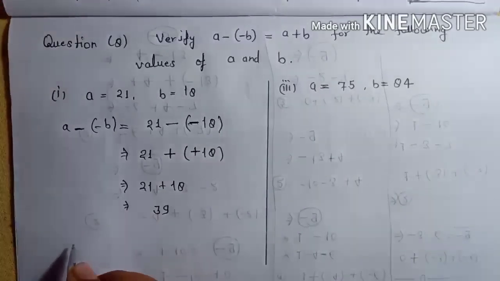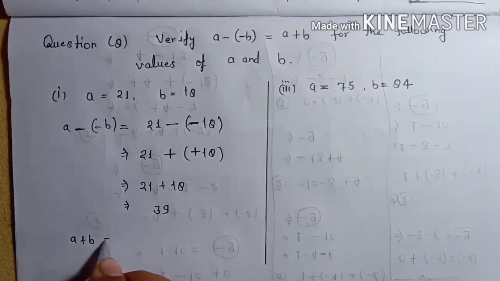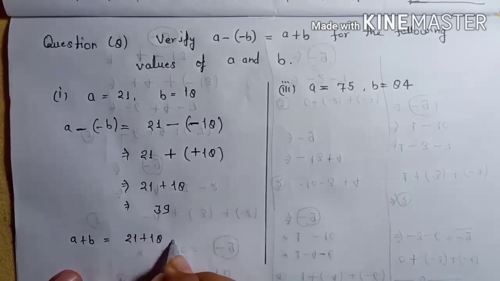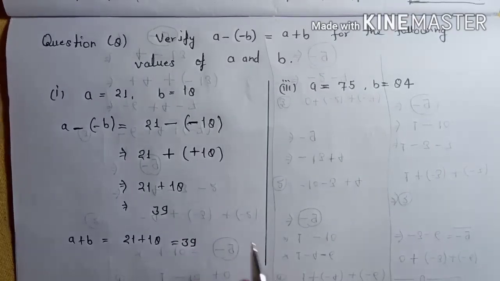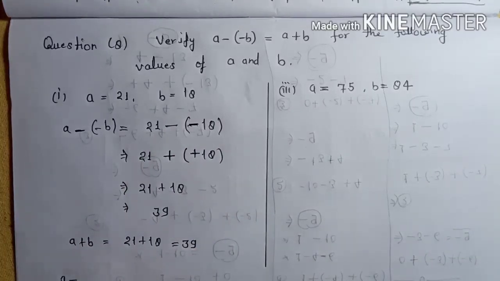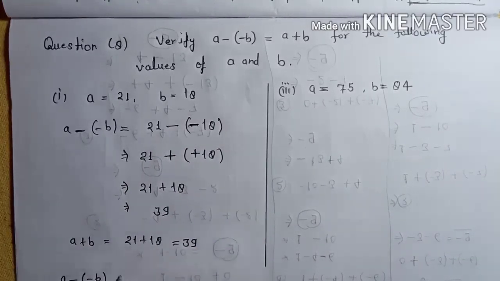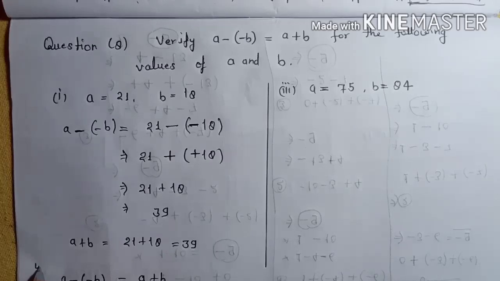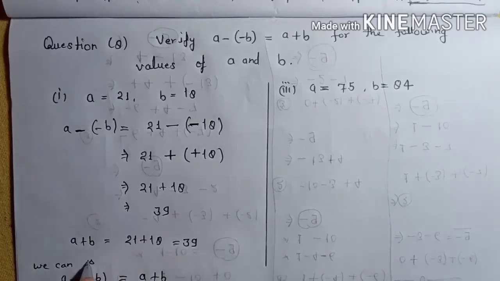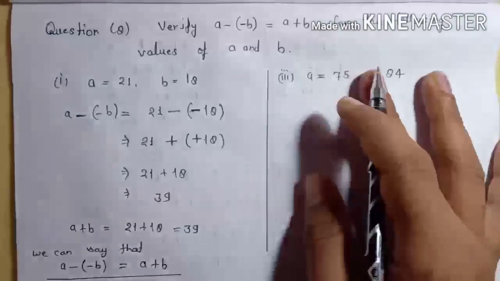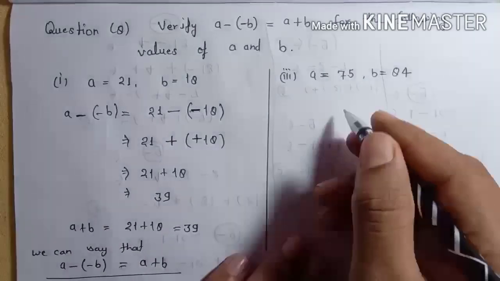And when you add a plus b, it is 21 plus 18, and again the answer is 39. So we can say that for a equal to 21 and b equal to 18, a minus minus b is equal to a plus b. We have to do the same with the next question.